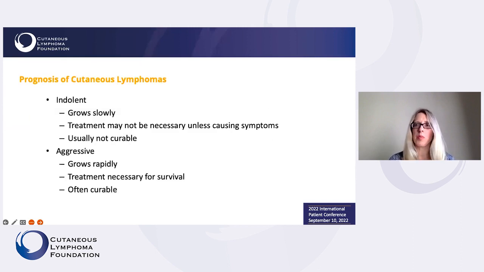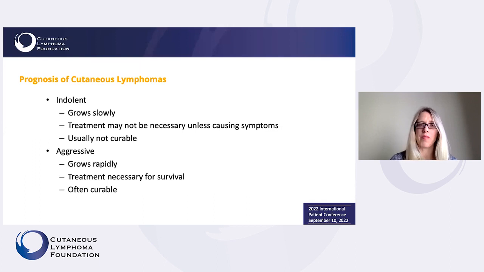Now, as I mentioned, prognosis depends on the staging, particularly for mycosis fungoides and Sézary syndrome. But because we don't have a perfect staging system for all of the different types of cutaneous lymphomas, we like to group them into 2 groups based on how fast they grow and how aggressive they are. So we talk about the indolent lymphomas, which grow very slowly. Treatment may not even be necessary unless it's causing symptoms or to prevent progression. And indolent lymphomas are sometimes not curable.